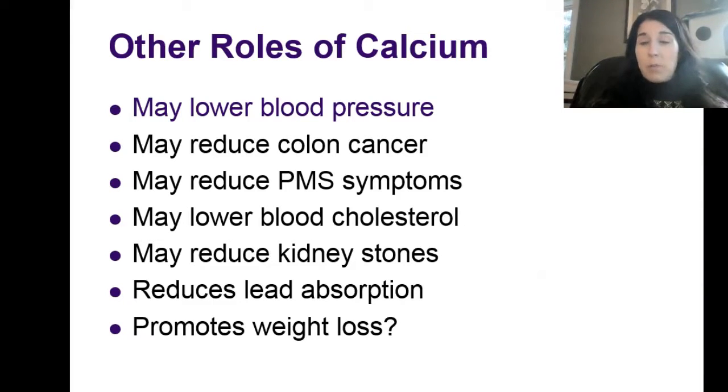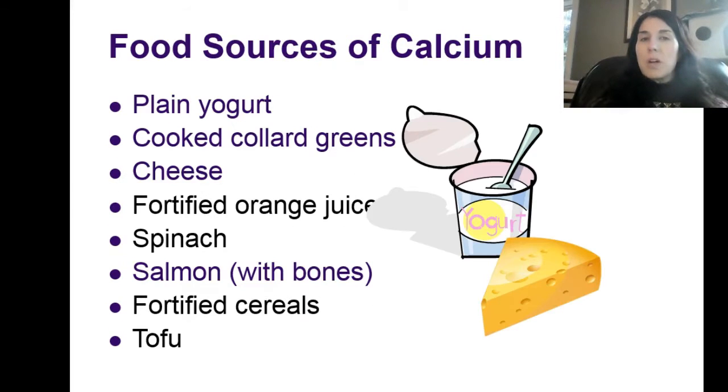Bind competitively with lead, which would be great to reduce absorption. And for a while, there was talk or a lot of attention on calcium related to promoting weight loss. Food sources, pretty much everyone's familiar with, I think. Dairy sources are rich in calcium. There's that fortified orange juice that I like to drink that has calcium in it.